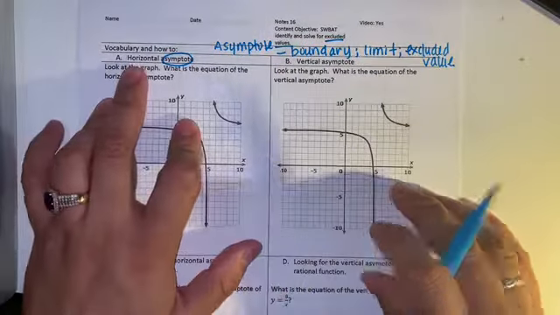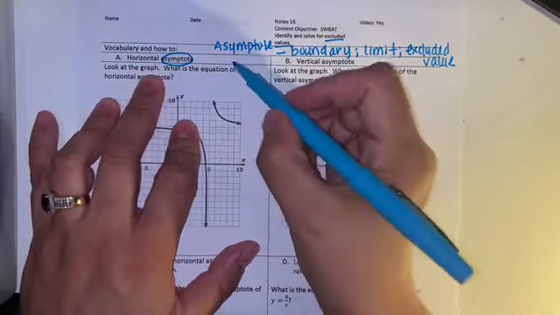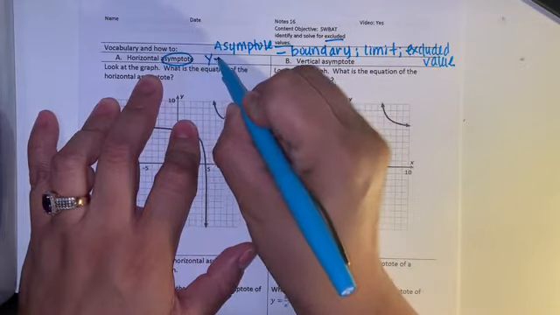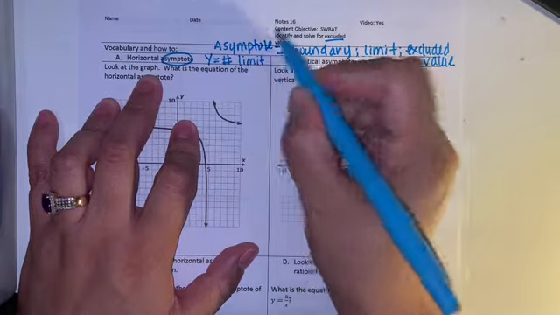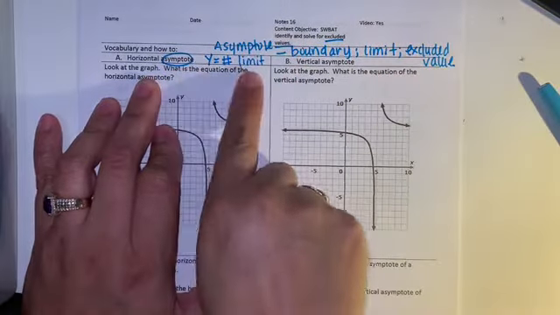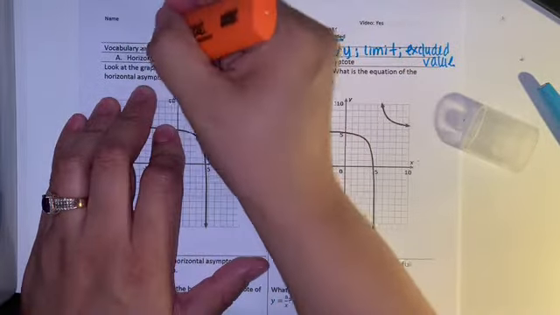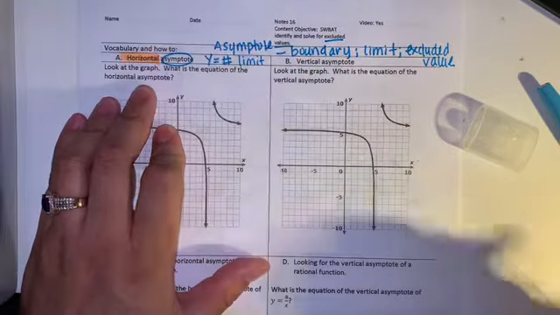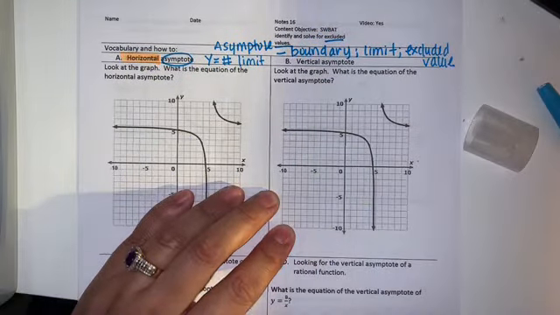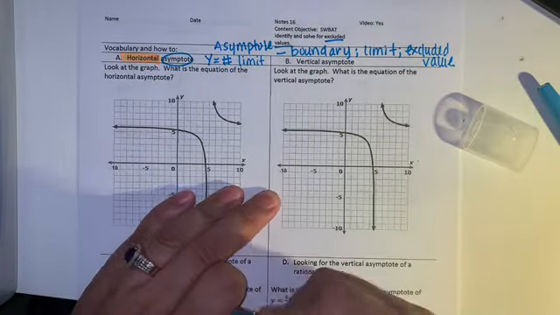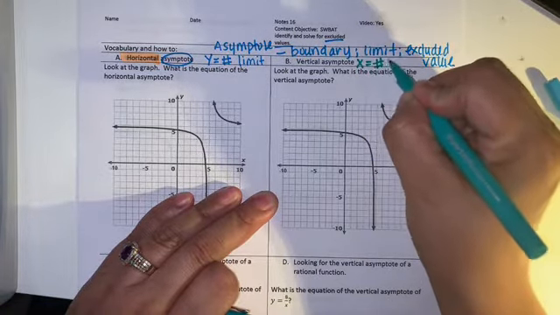All right, so a horizontal asymptote is basically going to say that you have a y value that's a number that is a limit, which means that the function doesn't touch something horizontally. We'll go over that in a second. And then you have a vertical asymptote. A vertical asymptote is where x equals a number, which is also the limit.